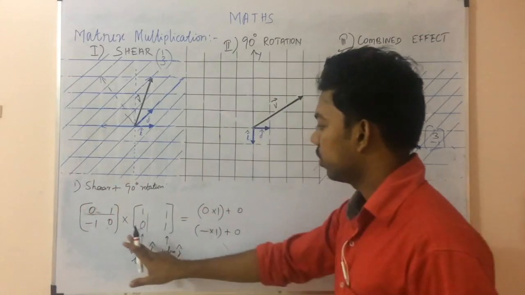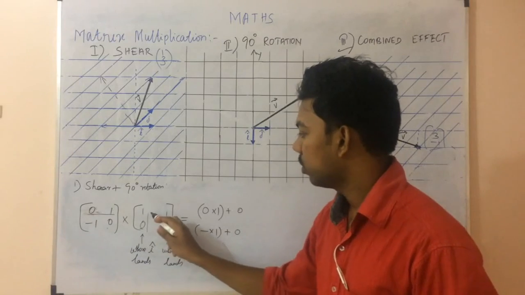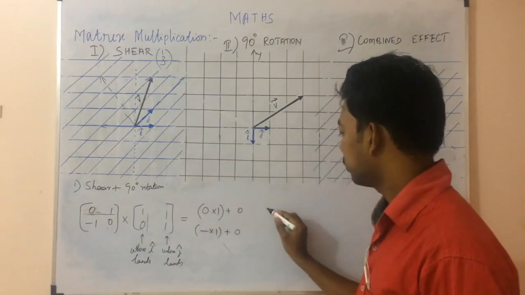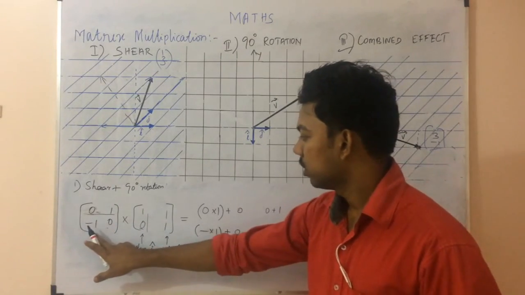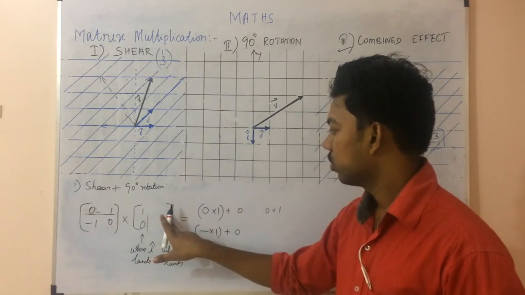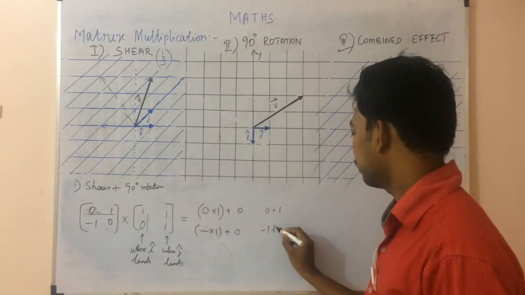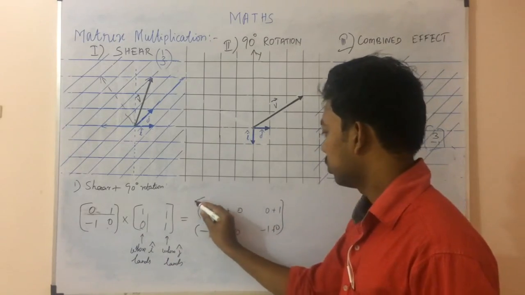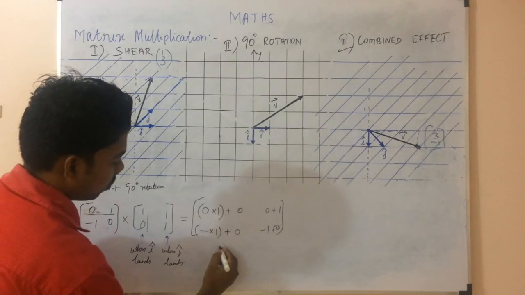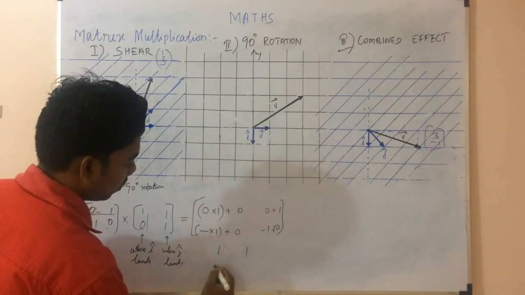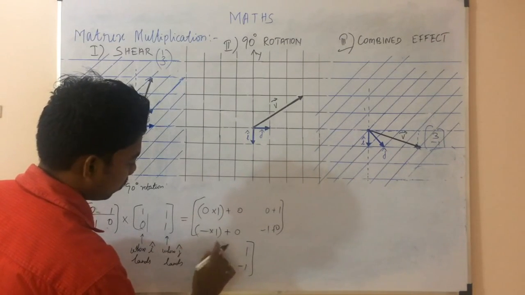Now you have to find this column. So 0 into 1, 0, and 1 into 1 plus 1, and then minus 1 into 1, minus 1, and 0 into 1 plus 0. So what do you get from these equations? 1, 1, minus 1, minus 1. Sorry, this is 0.